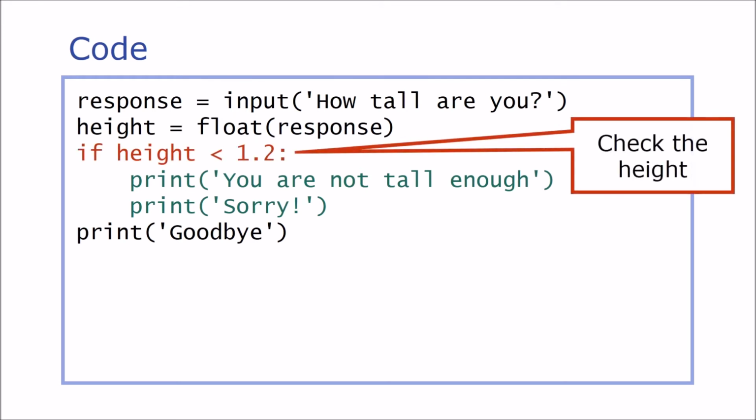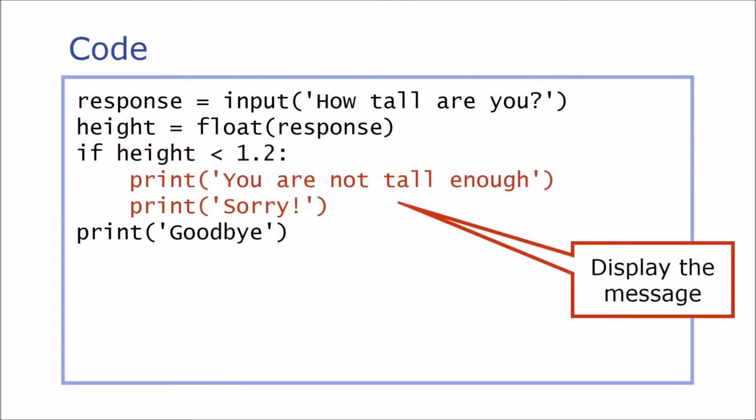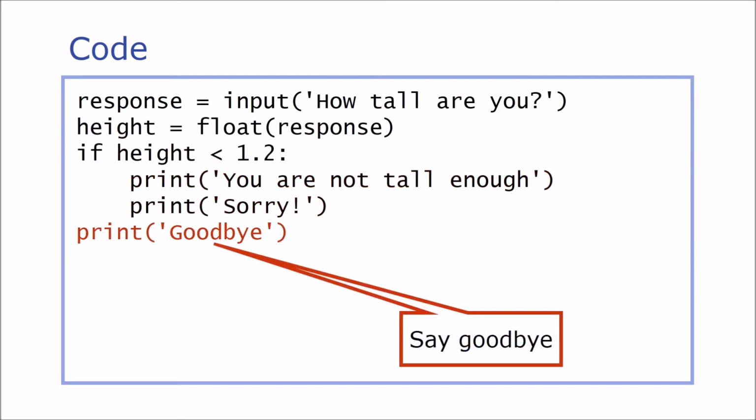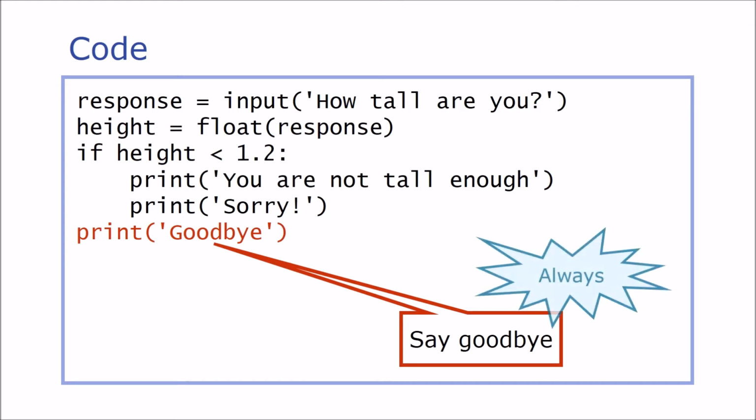The first thing the code does is check the height value to see if it's less than 1.2 meters. The next two lines, which are indented, form the body of the if statement. They will only be run if the condition is true, that is, if the height is less than 1.2. Finally, the last line, which prints goodbye, isn't indented. It isn't part of the if statement, and it will always be executed whatever the value of height.